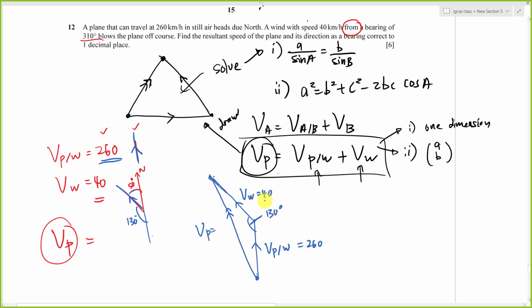And you see this triangle, you have two sides and the angle between. You know you are using the cosine rule to get the velocity of the plane. So my velocity of the plane will be 40 squared plus 260 squared minus 2 times 40 times 260, and then cos 130. Square root it. I'm just using the cosine rule to do this part. So type everything into the calculator. Just make sure your calculator is in degrees, not radians. This should be fine.